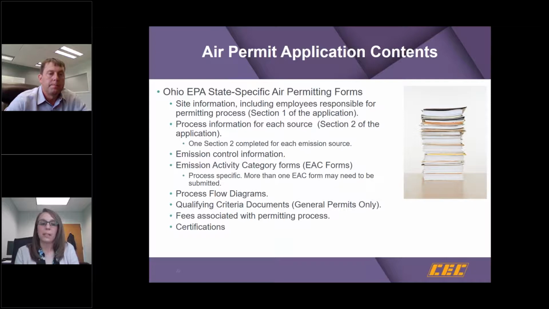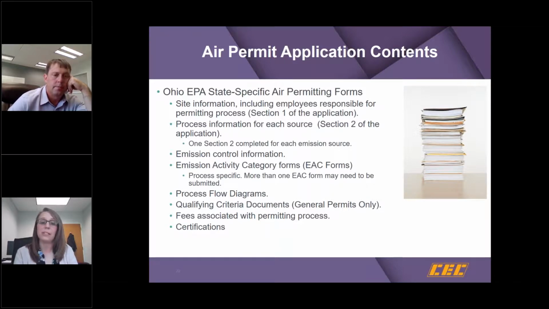The second part of the application is where you break down your facility per source, and this section is completed for each emissions unit. So if we take a paint manufacturing operation, for example, you might have more than one mixer that you're looking at, or at a concrete batch plant, you might be looking at the batch plant itself, the roadways, and the pile. This section would be completed for each one of those sources. It breaks down the operation and any control equipment and goes into a little bit more detail about the source emissions.